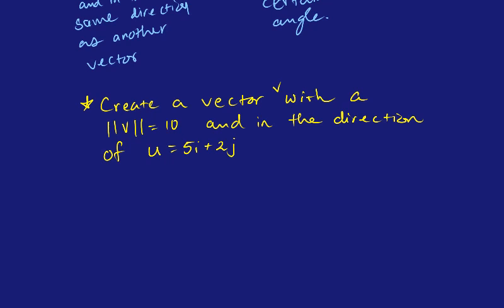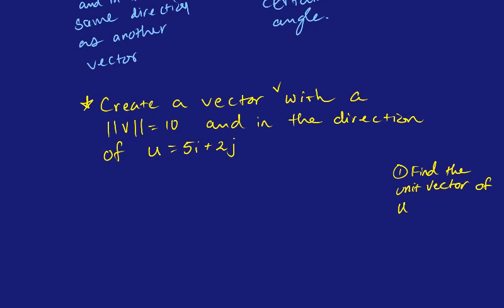If you want to create a vector v with a magnitude of 10 and in that direction, the first thing we're going to do is find the unit vector of u. The reason is that the unit vector has a magnitude of 1, and vectors, when multiplied by a scalar, have their magnitude grow by that amount. So if you have a magnitude of 1 and multiply it by 10, now you have a vector that goes in the direction of u, but has the magnitude that you want.